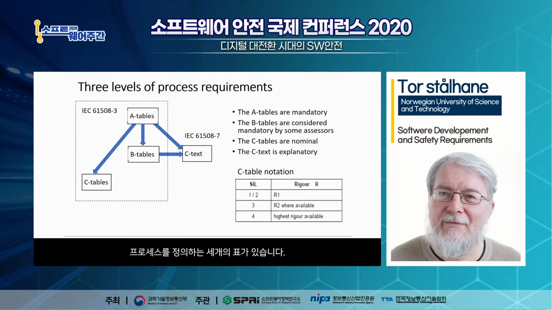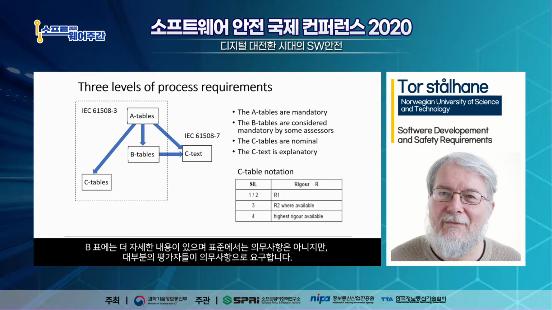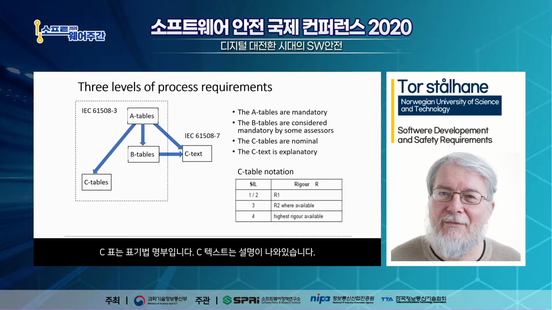So there are 3 tables that define the process. It's the A table, which will define the process steps, which is mandatory. There is a B table, which has some more details, which is not really mandatory according to the standard, but a lot of assessors find it mandatory anyhow. Then there is the C table, which is nominal, and there is the C text, which is just an explanation.